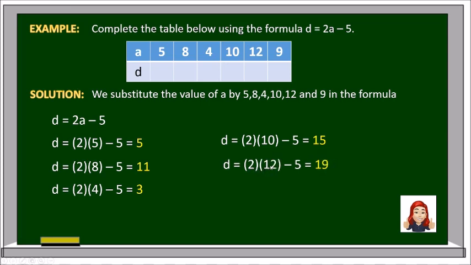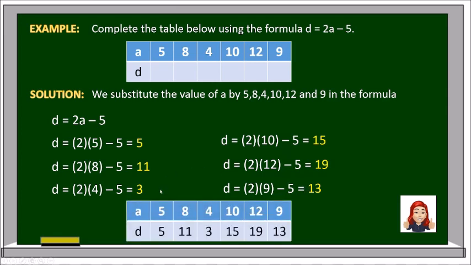Next is 12. We substitute 12. 2 times 12 minus 5 is 19. Lastly is 9. 2 times 9 minus 5 is 13. So we write the answer. If A is equal to 5, D is equal to 5.